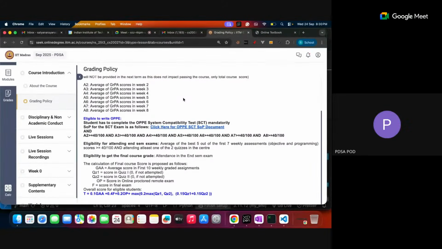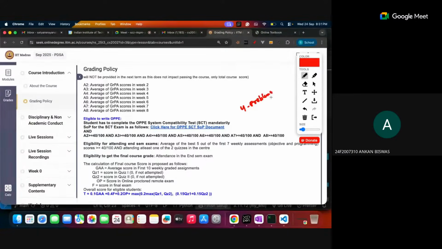Okay, and sir, then we go for it. See, for the OPPE examination, actually, there is no passing score. Generally what happens is there are 4 problems given in OPPE. In this, the first problem is definitely easy. I'm not sure how many marks it is, but definitely it is going to be 20 marks, something like that.